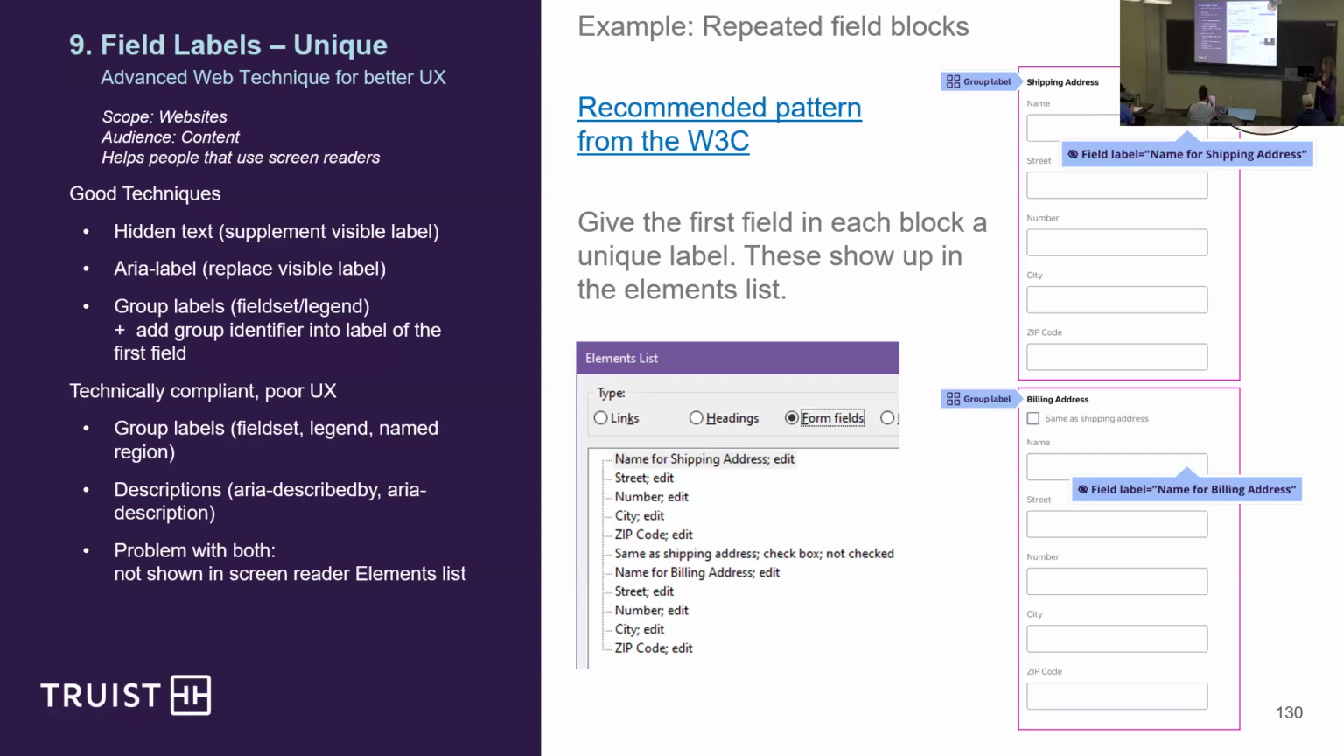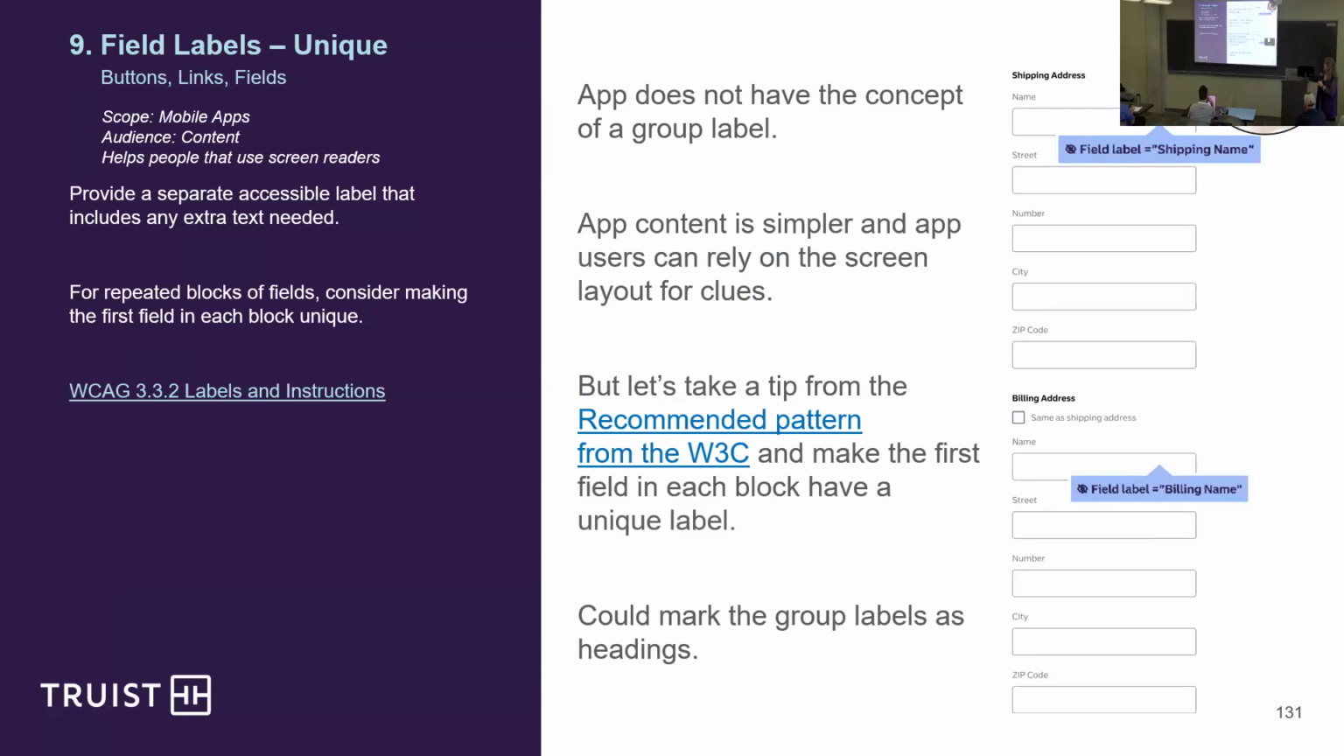And when you do this, second native mobile app slide, yes. When you do this on native mobile apps, you don't have group labels in that option. So that's the only way that you can do it, is you can append the name to the field label.